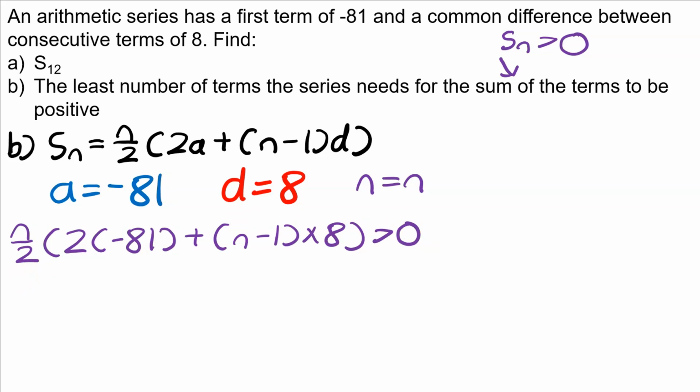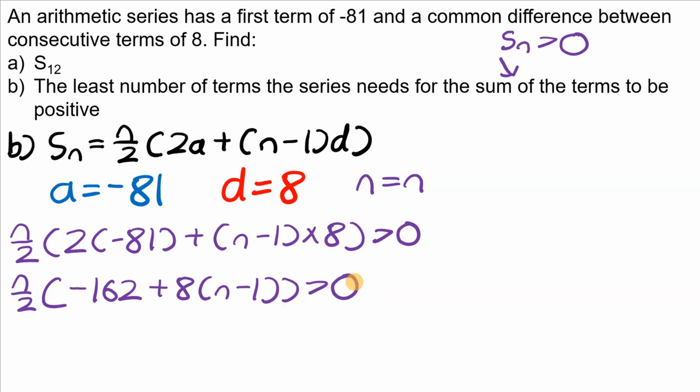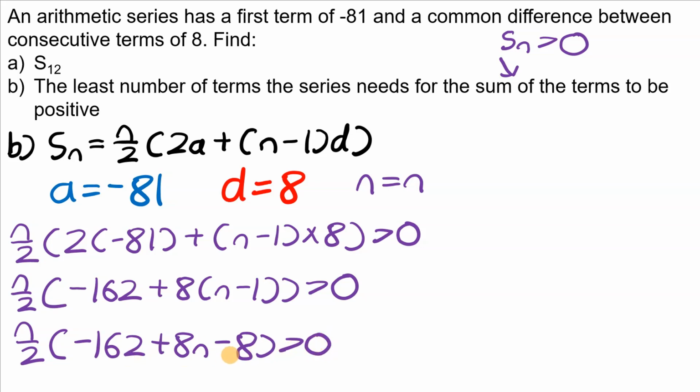Okay, so if we rearrange, it's going to be n over 2, and then 2 times minus 81 is equal to minus 162, and then I'm going to move this 8 to the front of the bracket, so it's going to be 8 times n minus 1, and this is bigger than 0. If we simplify this, it's going to be n over 2, and then minus 162, and then 8 times n is 8n, and 8 times minus 1 is minus 8, and this is bigger than 0.